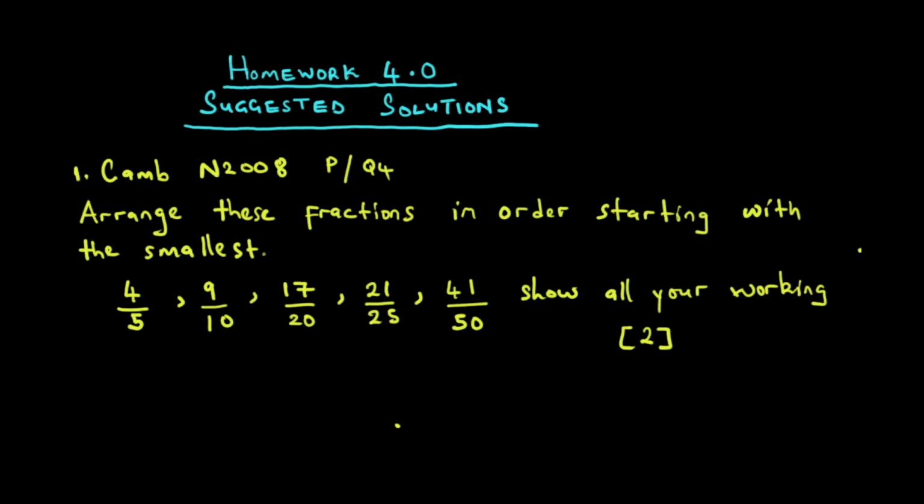Takuda kuita suggested solutions homework 4.0. Number 1 yakatorwa from Cambridge November 2008 paper 1 yakanzi iyo arrange these fractions in order starting with the smallest, then show all your working. Question iyi ine 2 marks.